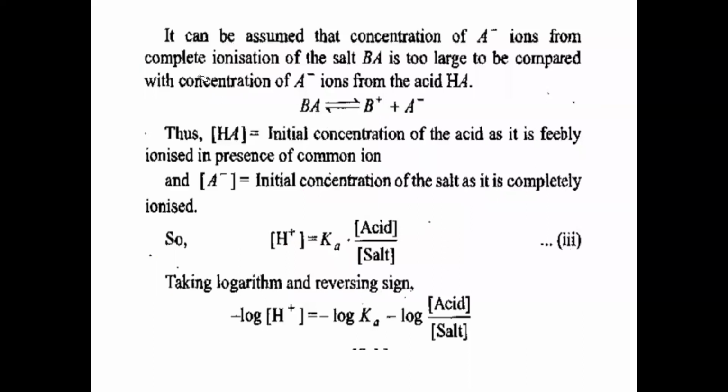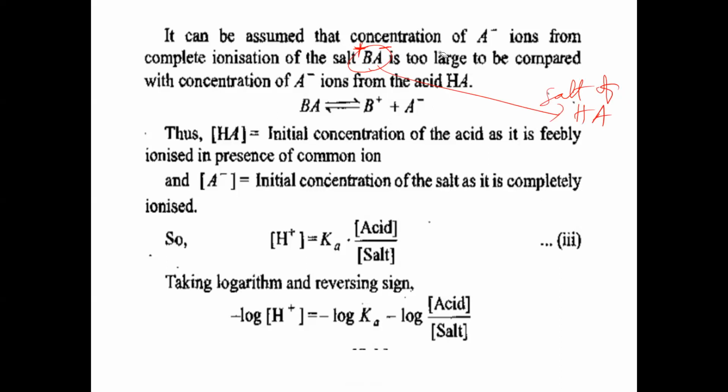Now, it can be assumed that the concentration of A minus ions comes from complete ionization of the salt BA. Now, BA will give what? B plus ions and A minus. So BA is what? Salt of HA. Salt of HA is taken here, that is BA. So it is producing B plus and A minus.